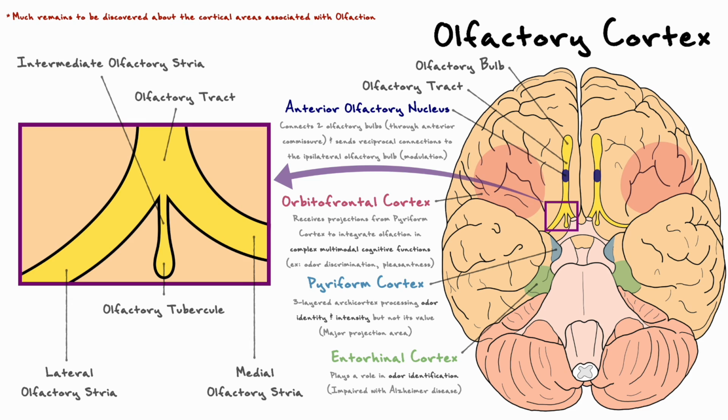When it comes to the olfactory tubercle, it receives projections from the olfactory bulb, and it plays a role in the reward system. As such, that structure integrates many senses together.